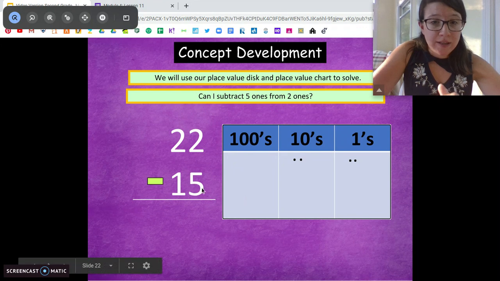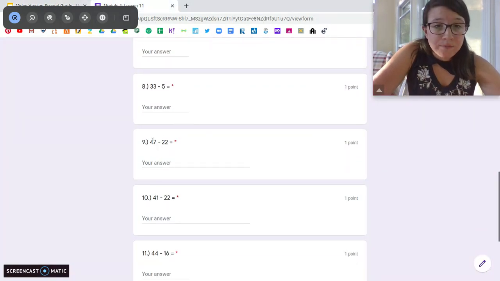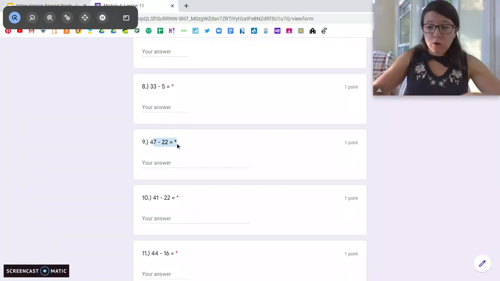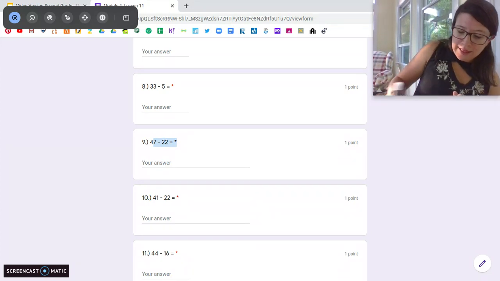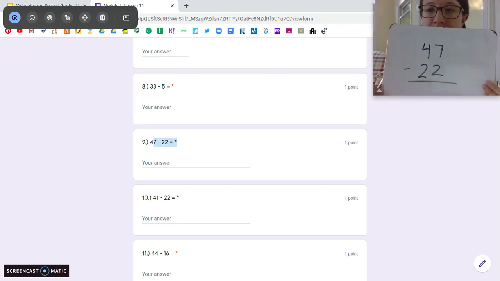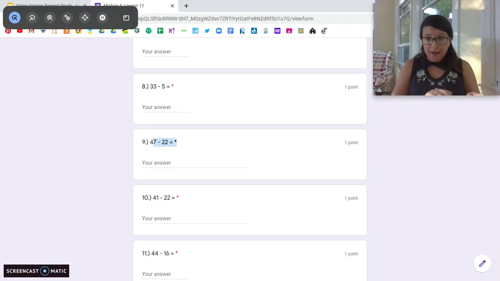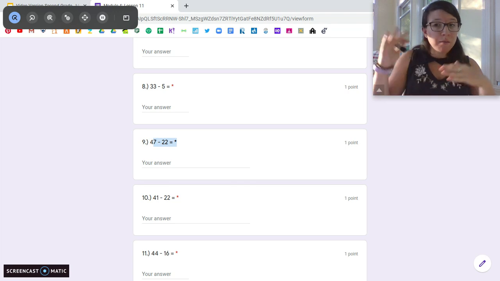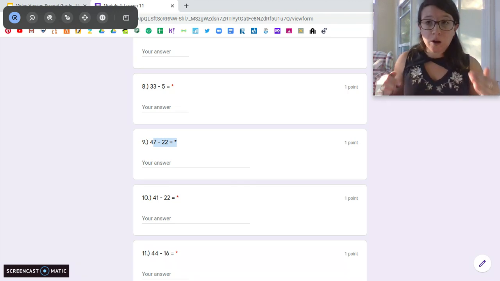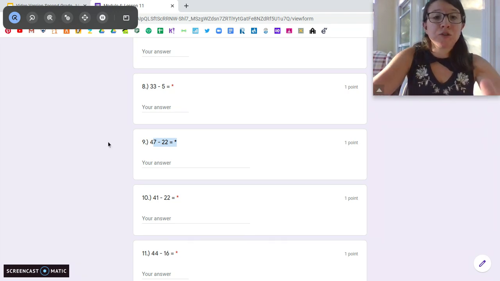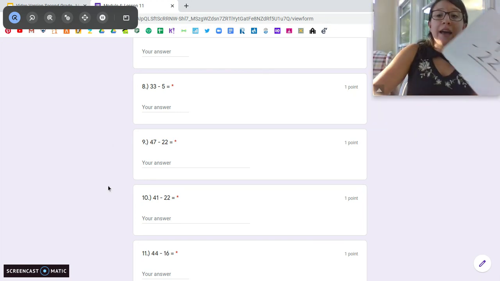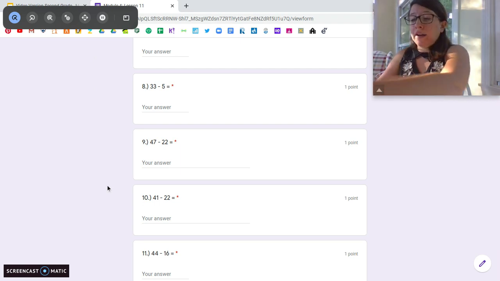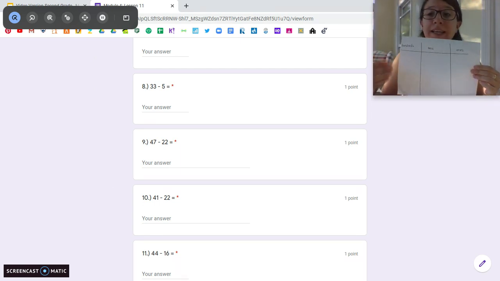So work through them just like we did in the lesson today. Write this out in vertical form. Make sure your tens and your ones line up like this. Make sure they line up. Draw it on your place value chart. Unbundle if you need to, and solve that way. Okay? I want you to go through each of the steps. So I want you to write it in vertical form, and I want you to draw it on a place value chart so that you can see how to unbundle, how to decompose.